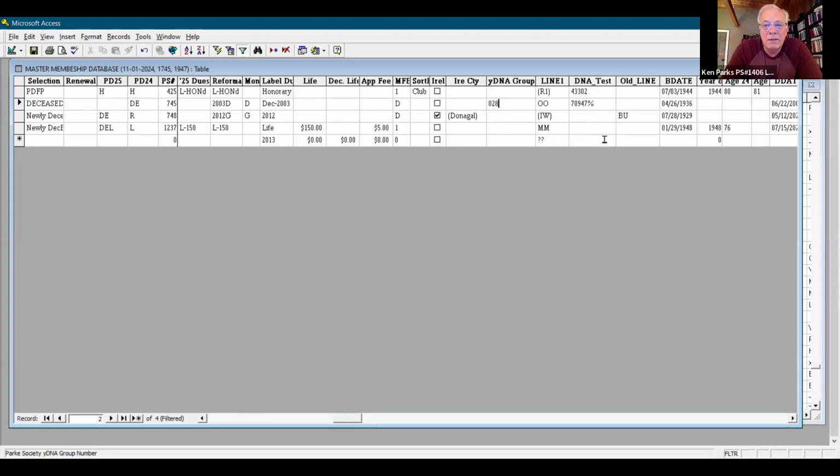Now fields like that are important and useful to you, but that's the kind of information that we would not include in a public database, simply because, first of all, anybody who's a DNA participant is under the code of ethics that the DNA administrators are bound by at FTDNA. You can't identify people by name online.